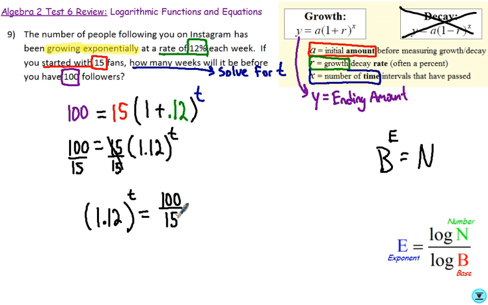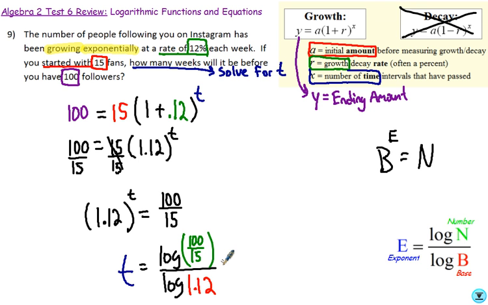Well, whew, I don't know, right? So this is where we definitely need to use a calculator, and this is where we're using logs. So our exponent, which in this case is t, is equal to log of the number, which in this case is 100 divided by 15, and then that whole thing is going to be divided by the log of the base, which in this case is 1.12. At this point we would throw all of this in the calculator.